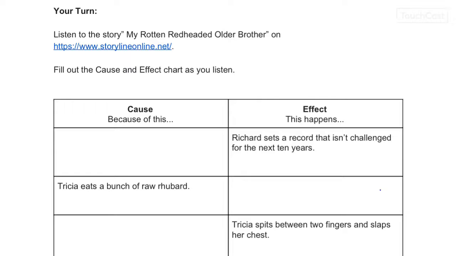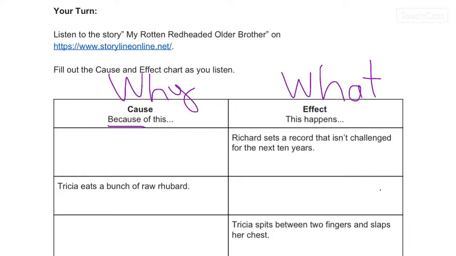And I would like you to look at this cause and effect chart that I have below. So let's remind ourselves that the effect is what happened. The cause is why. It even helps you there because it has the word because. And I would like you, when you're listening to the story, to fill in these three blanks. One, two, three. So you can see that I give you the effect here, and I'd like you to find the cause. So Richard sets a record that isn't challenged for the next 10 years. What happened? Why did that happen?